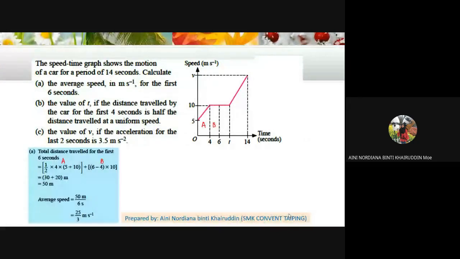Okay, so average speed formula, total distance over total time taken. So distance 50 meter, 6 second. So 25/3 meter per second. This is for question A.